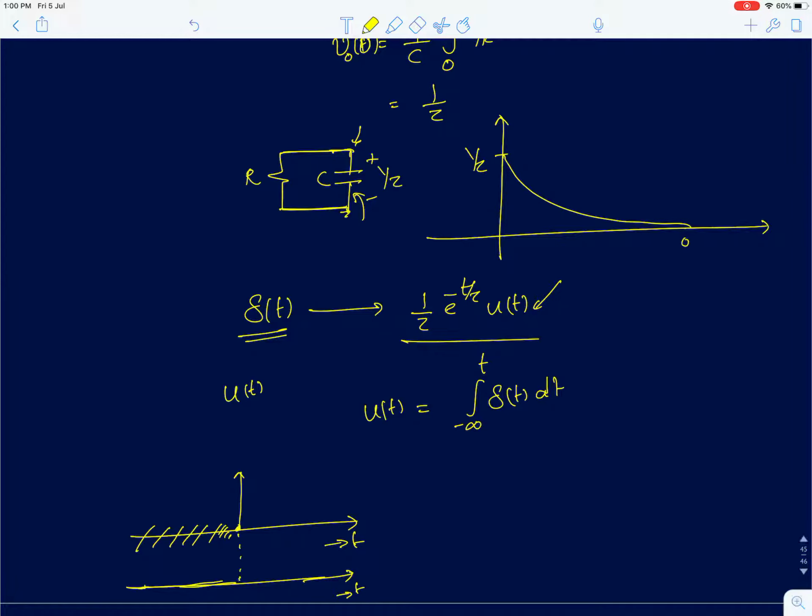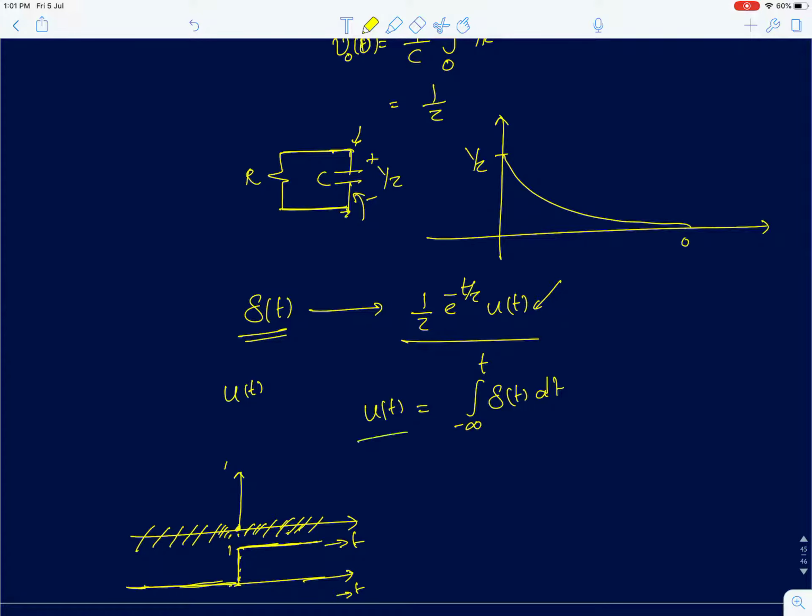It is 0 here. At the moment it encounters an impulse, suddenly the area will increase, and you will see a step change of value 1. After that, the impulse function goes to 0. The impulse function is 0 in this region, so there is nothing to integrate here. Your integrator will retain its previous value and it will stay at 1.